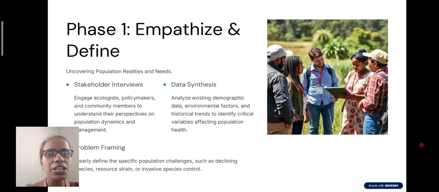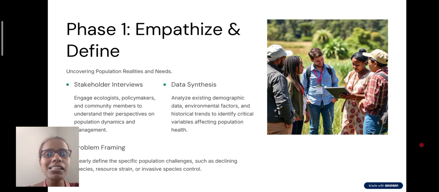So from the population, we are going to get all those details. Okay, so stakeholder interviews: engage the ecologists, policymakers and community members to understand their perspectives on the population dynamics and the management. After that, we are going to have the problem framing.